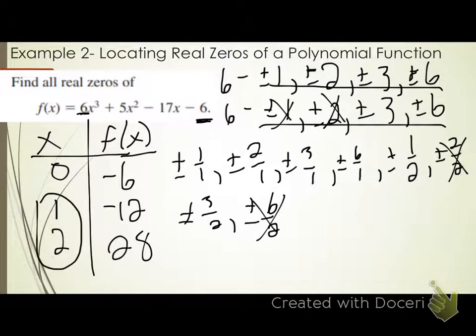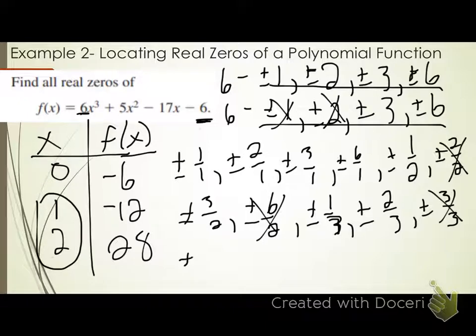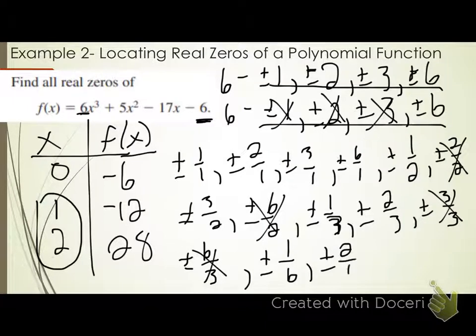Excuse me. Now I need to put them all over 3. I already have 3 over 3. I already have 6 over 3. And now I'll put them all over 6. I already have 2/6. I already have 3/6. I already have 6/6. So here's my list of possible rational roots.